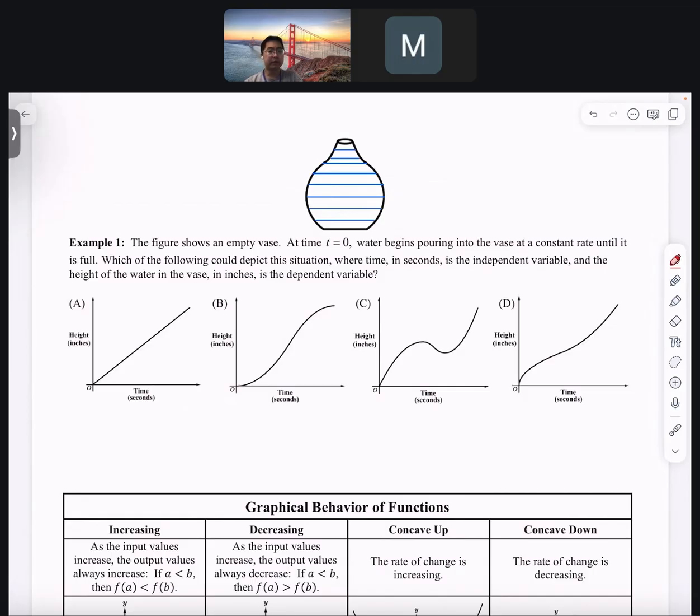So hopefully you thought about it a little bit. Your answer choice should have been D. The height of the water starts off slower, but then as time goes on, the height of the water starts to increase more. Okay?